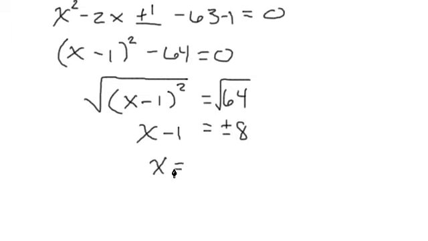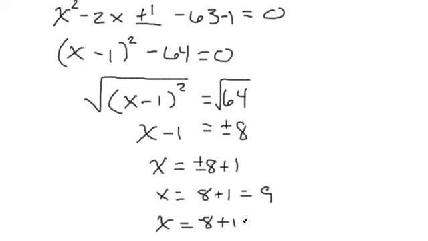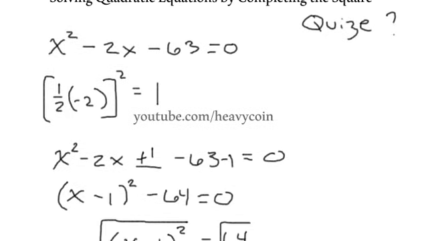And so we have x is equal to plus or minus 8 plus 1. So we have x is equal to 8 plus 1, which is going to be 9. And x is equal to negative 8 plus 1, which is going to be equal to negative 7. So your solutions are 9 and negative 7. So what you need to do is go back up here and plug 9 in, see what you get, and then plug negative 7 in, and you should get zeros.